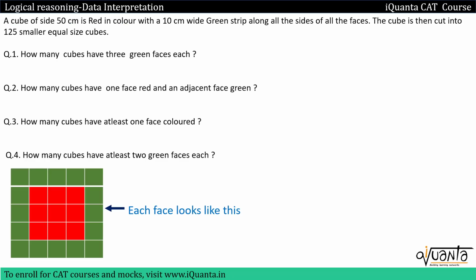The question is, a cube of side 50 cm is red in color with a 10 cm wide green strip along all the sides of all the faces. The cube is then cut into 125 smaller equal size cubes.